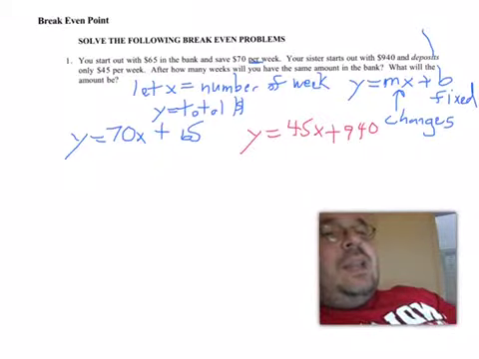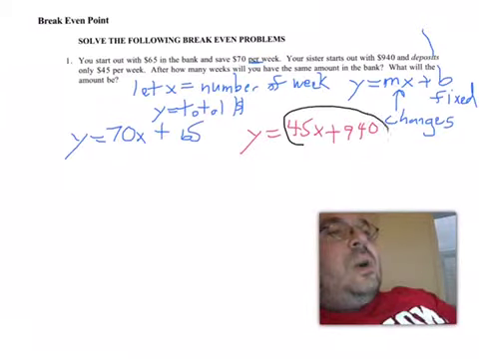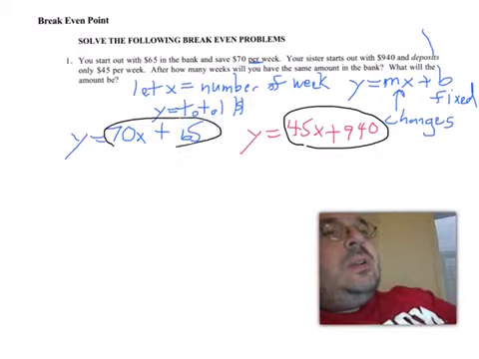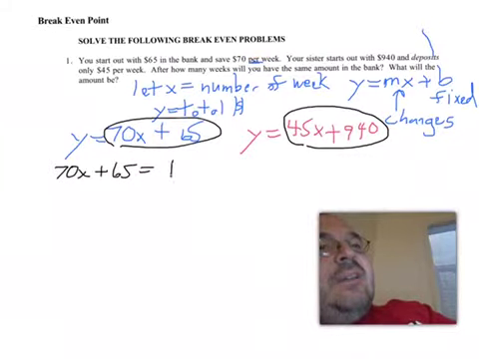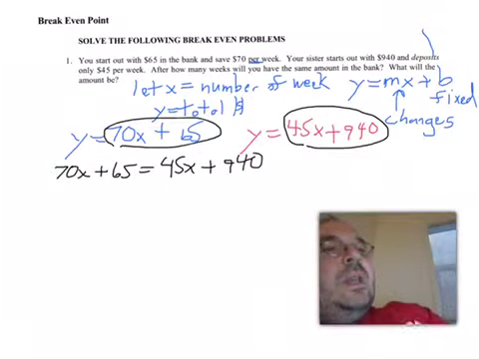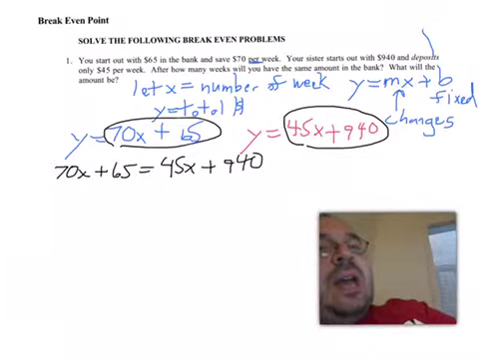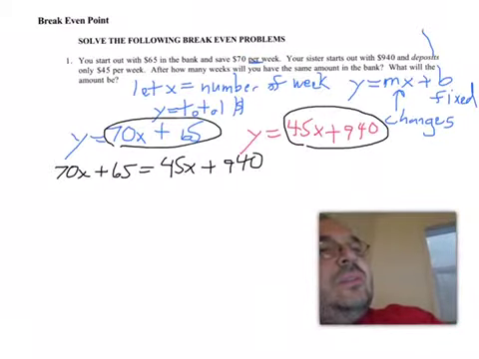And the way I can figure out how many weeks it takes to have the same amount is to take these two quantities here and set them equal. So on one side I have 70x plus 65. And on the other side I have 45x plus 940. Okay? And then now, after I have written the equation, so that was my first thing that I needed to do. Now I have to start to solve this when I have variables on both sides.